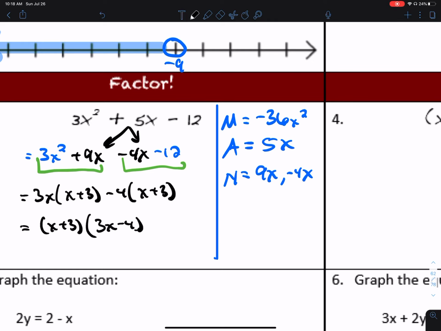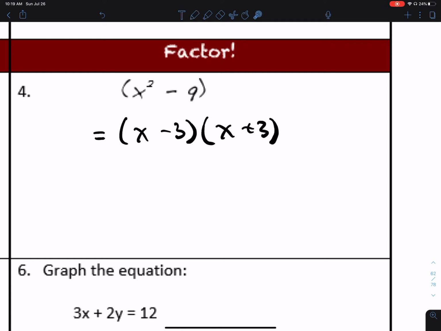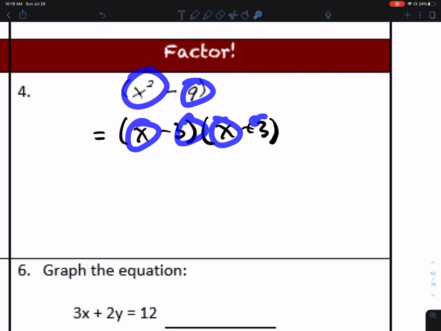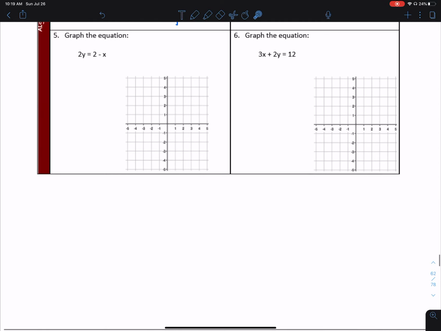Number 4, this is a difference of two squares, which easily factors into the conjugates. Square root of x squared goes in the first position, square root of 9 goes in the second position. One plus and one minus, doesn't matter which is which.